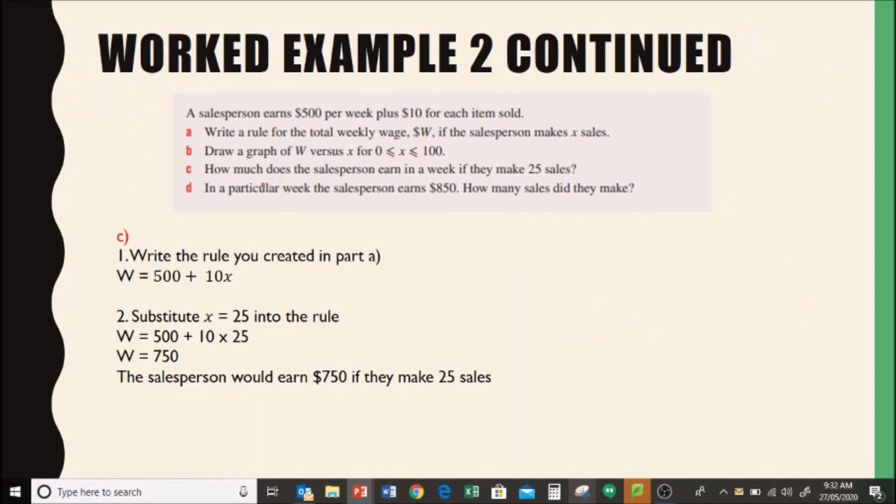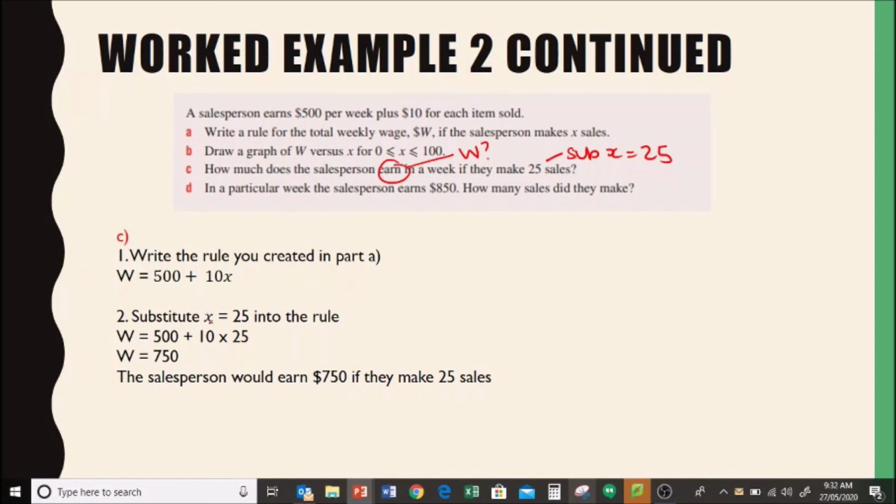Part C. How much does the salesperson earn in a week if they make 25 sales? So the first step is to write the rule you created in part A. So W equals 500 plus 10X. Now this means you are trying to sub X is 25 into the equation, and you're trying to find out W. That's what you're trying to find.